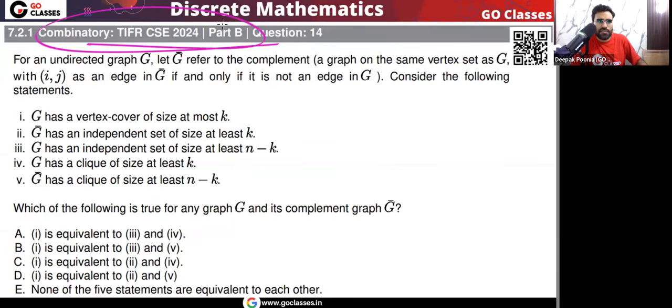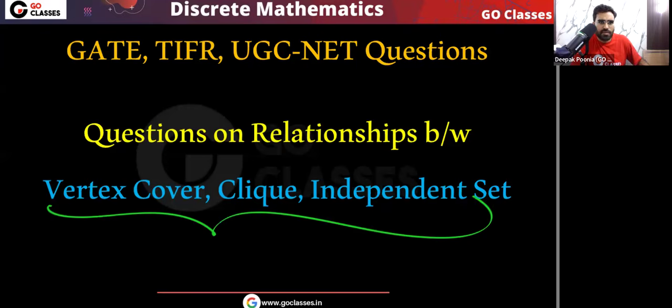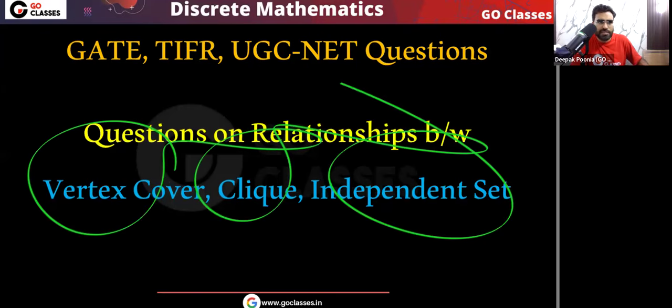You can see this TIFR 2024 question. It is based on the relationship among vertex cover, independent set and clique. Among all these three concepts, the relationship is the basis of this TIFR 2024 question. So let's solve these three questions, which are all based on relationships among vertex cover, clique and independent set.